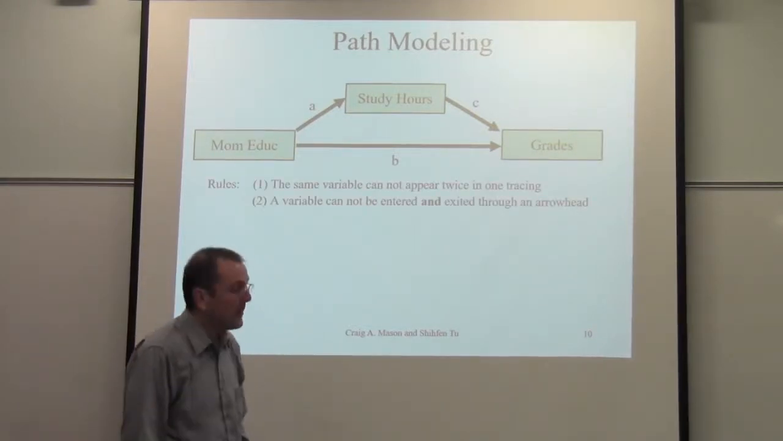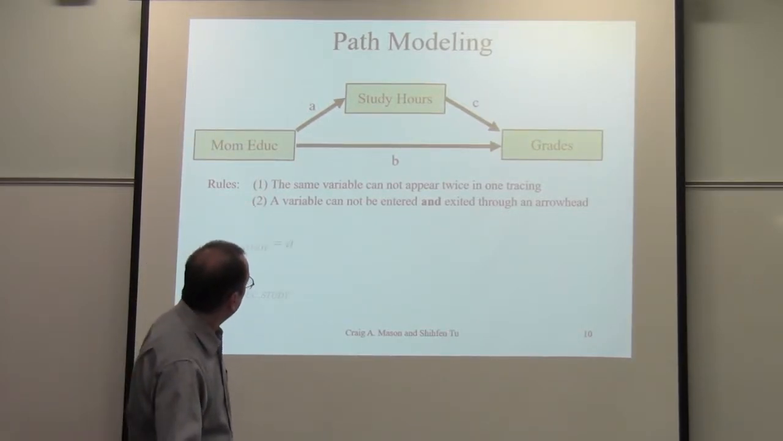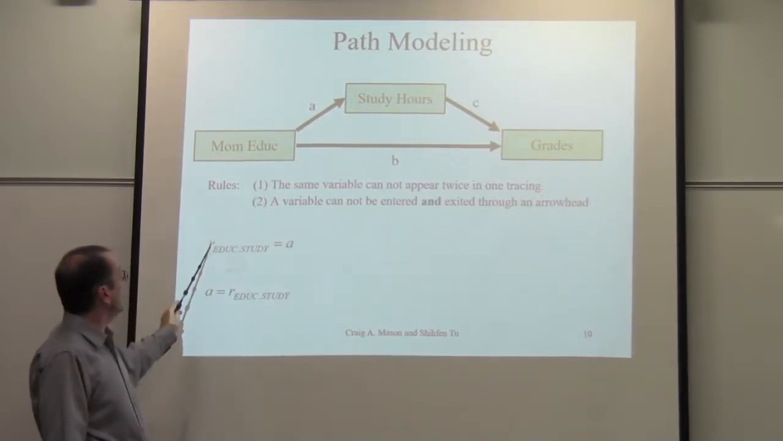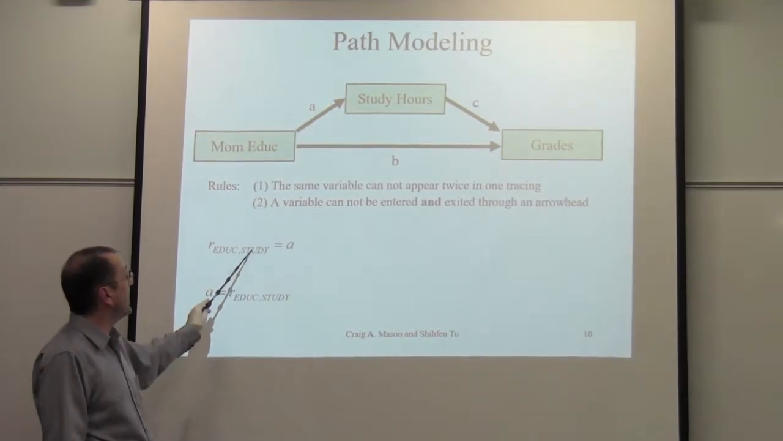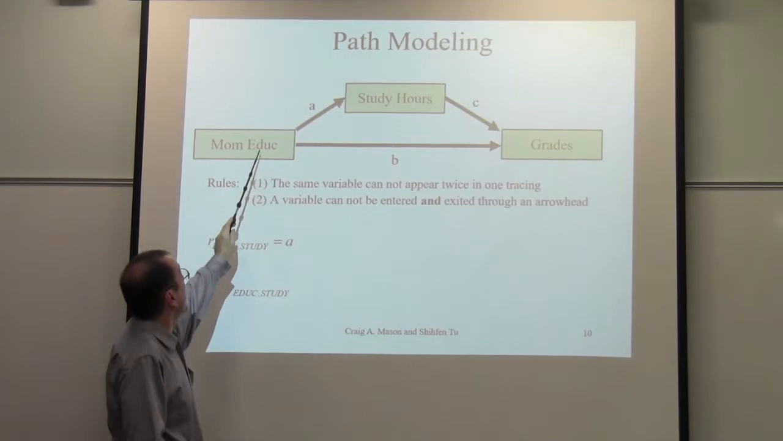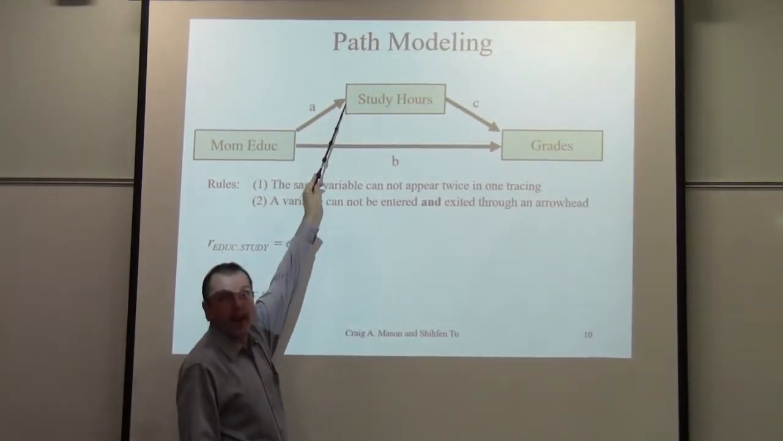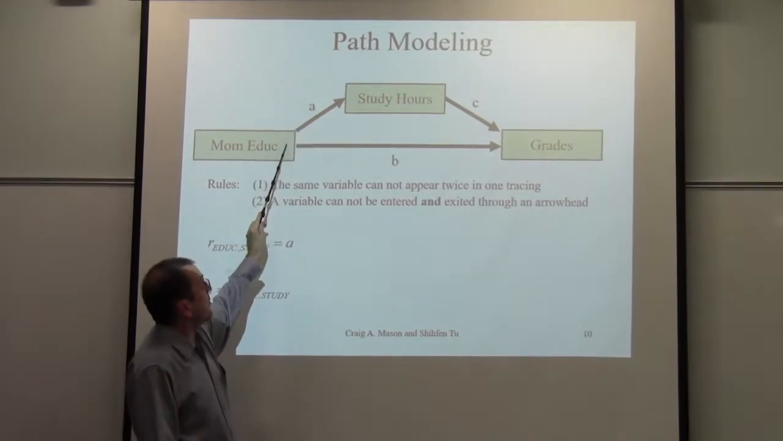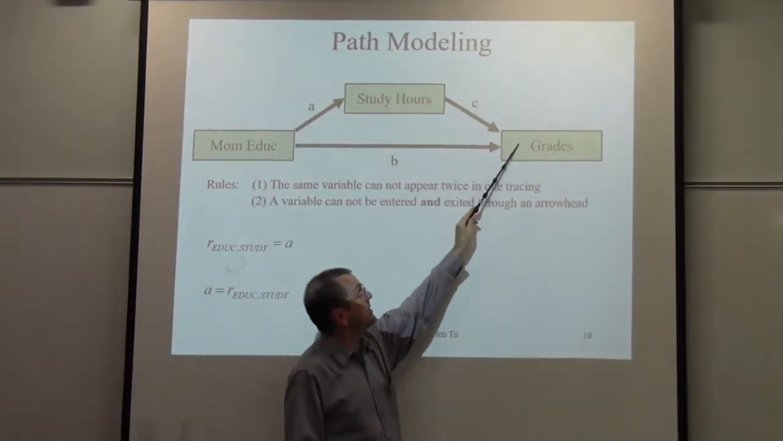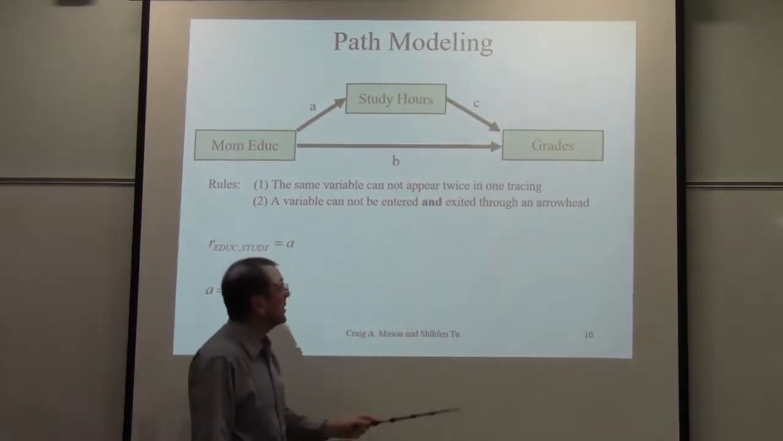So here's our rules. And let's start looking at the correlation, r, between education and study hours. So we already kind of talked about that. Education and study hours. We know one path is A. And we already just talked about this is not legitimate. That doesn't count. That doesn't work.